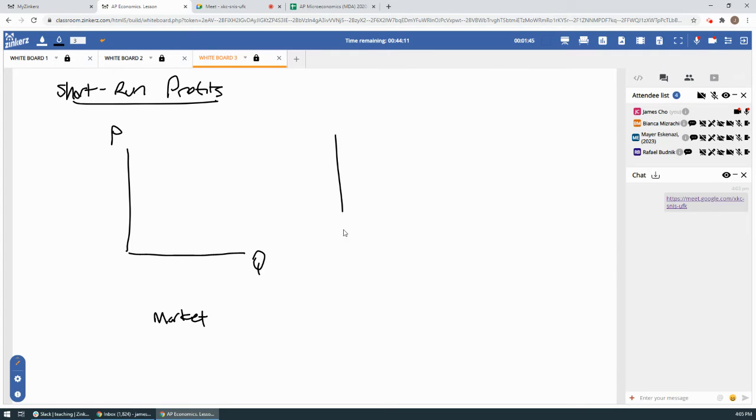Okay, and the next step, we're going to draw another set of axes. And this is going to be short run, right? What's that? Short run, right? Short run. Yeah. Can you share screen, please? Sorry.